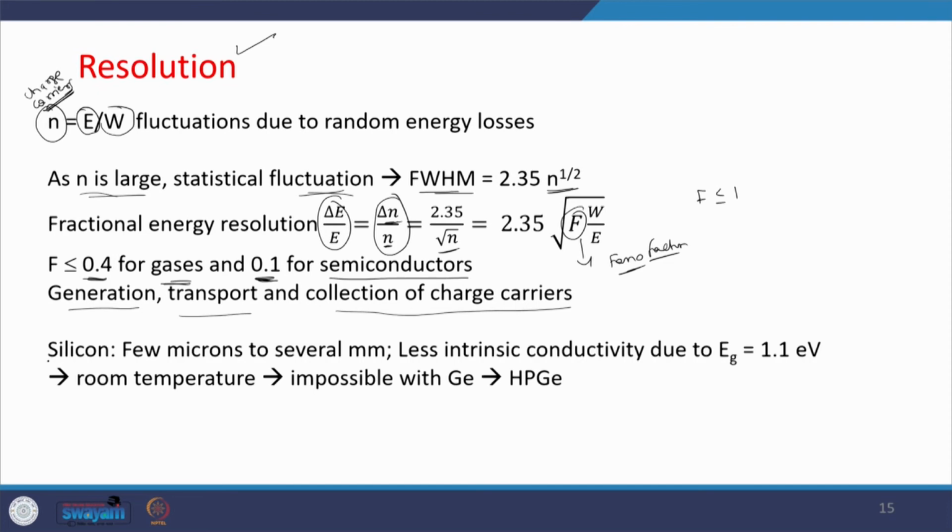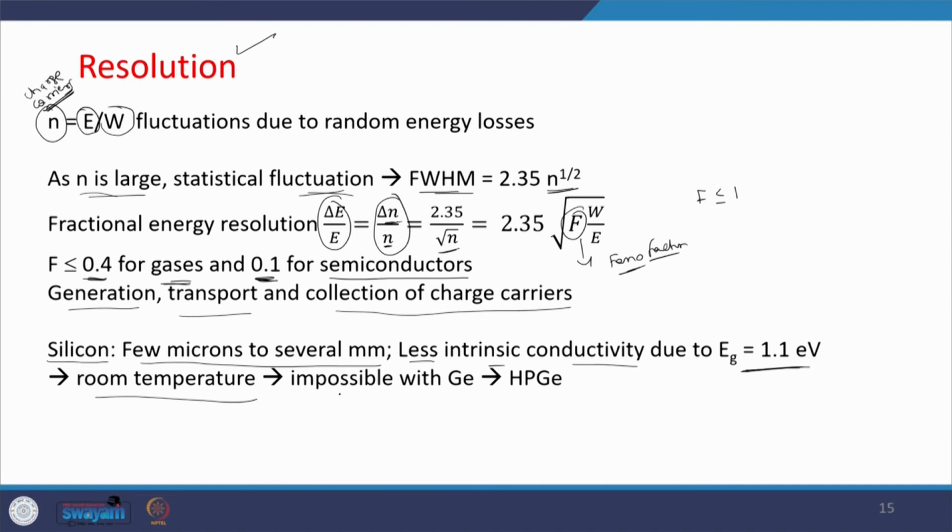For example, in case of silicon, normally the sizes are not in centimeters. You can see it is of the order of microns to several mm, because it has a less intrinsic conductivity because of the band gap of 1.1 electron volts. It can be used at room temperature, because at room temperature the energy is not sufficient for the electrons to go to the conduction band.